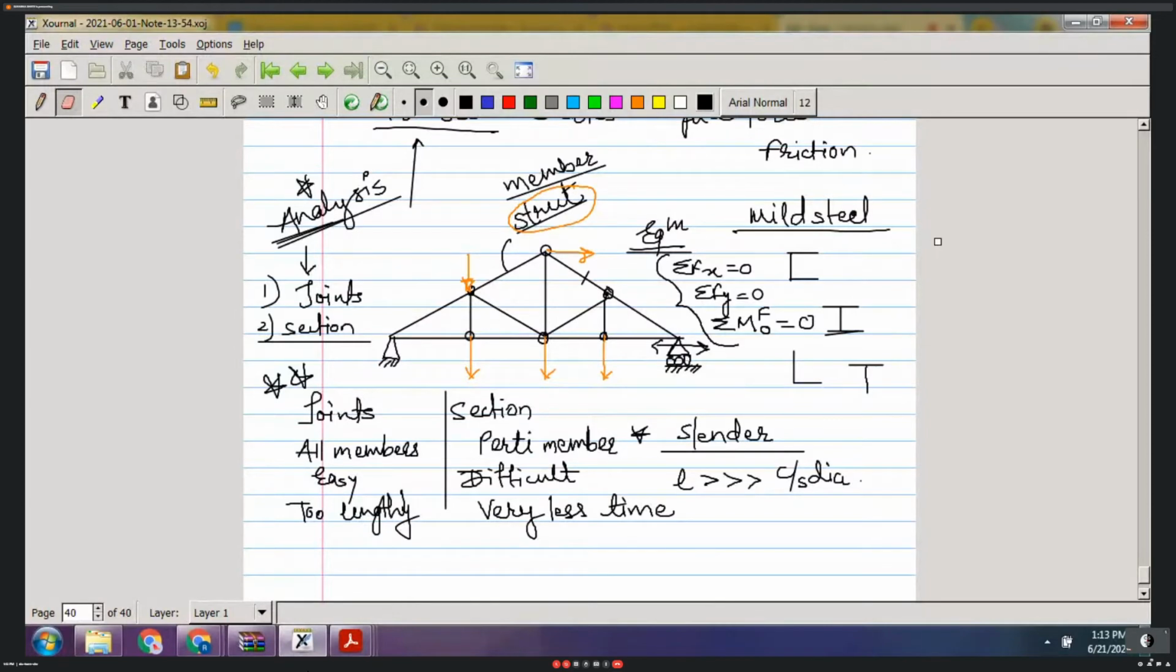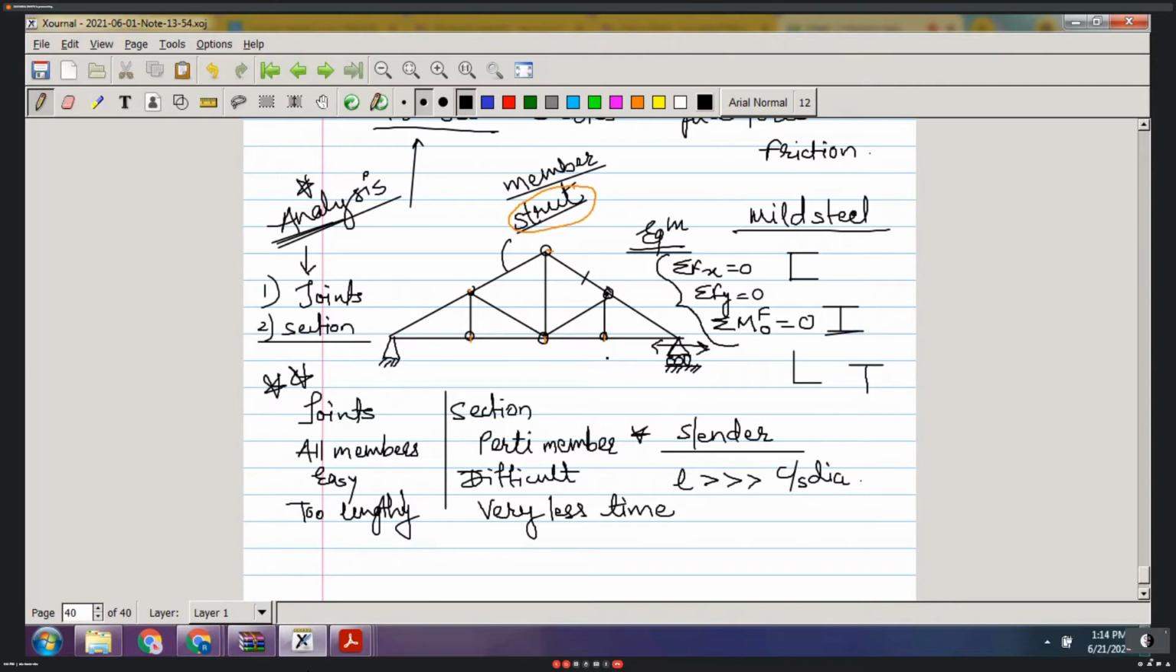I will first erase all the loads which I have shown. Before starting our problem, it is expected that we check for determinacy of the truss. Determinacy means nothing but whether the truss is a perfect truss or not. Is it feasible to find out all the unknowns by using our conditions of equilibrium or not? That we need to check.